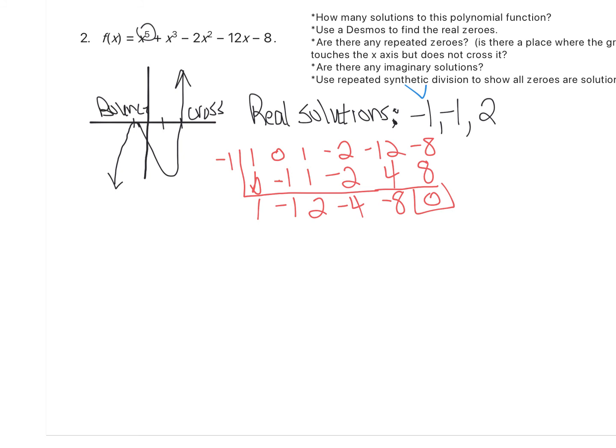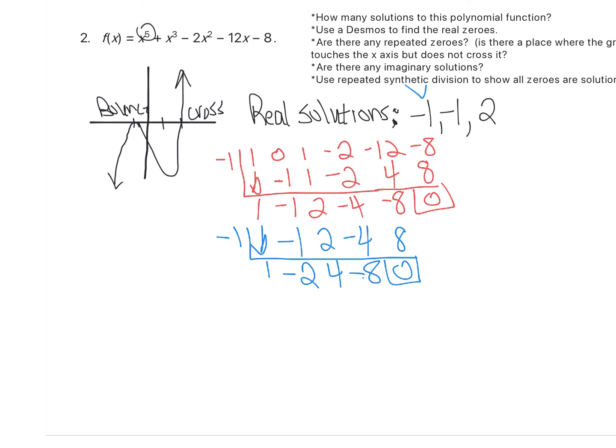Now we're going to use the second one. So now we're going to take -1, and we are going to divide out the leftovers. So now we're just going to put another -1 there, bring down 1, multiply around, add, you get -2, multiply around, add, you get +4, multiply around, add, you get -8, multiply around, add, you get +8, 0. Okay, so we're good so far.